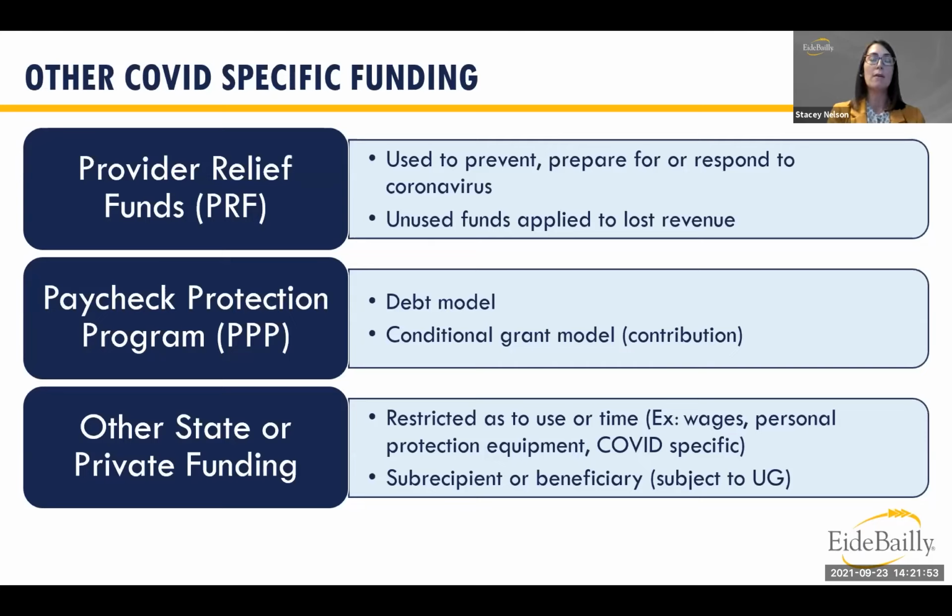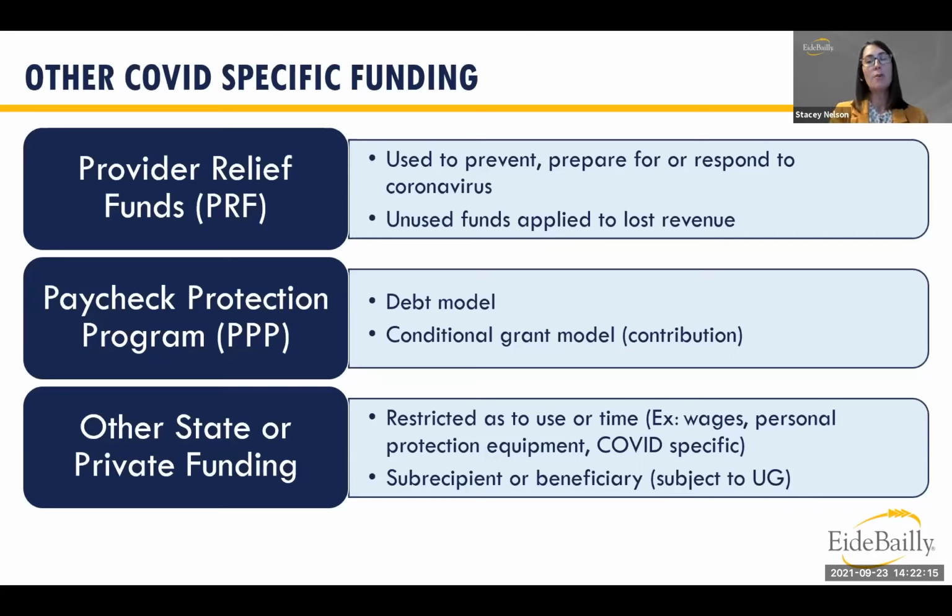Maybe in the past you have not been subject to a single audit because you haven't met that $750,000 threshold, but perhaps this year, with some of these additional funding amounts, that has put you over where you would need, or potentially need, a single audit. So we want you to make sure you are making those analyses before you get too close to year end so you can start planning for that and reaching out to your auditors.